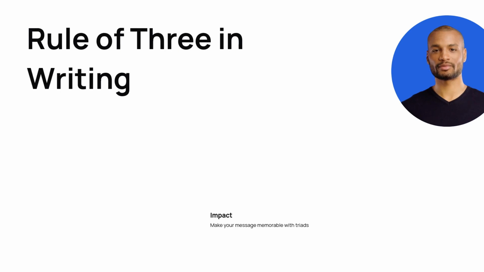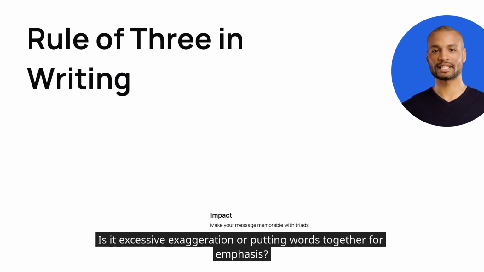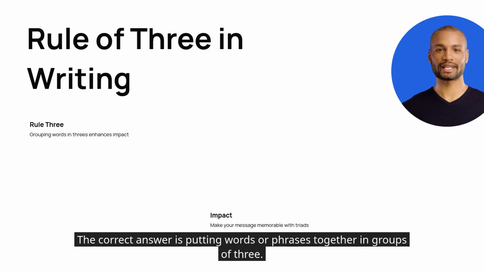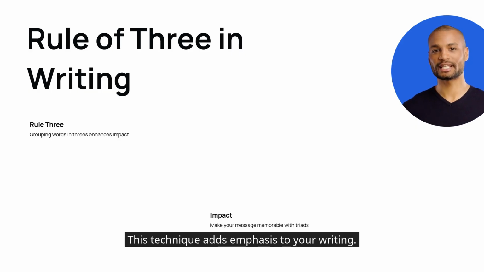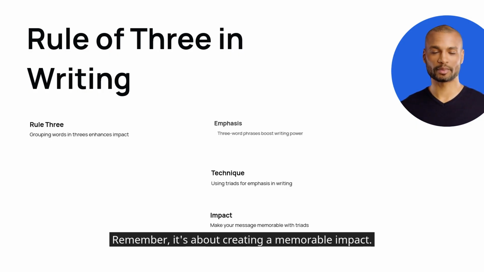What is the rule of three? Is it excessive exaggeration or putting words together for emphasis? The correct answer is putting words or phrases together in groups of three. This technique adds emphasis to your writing. Remember, it's about creating a memorable impact.